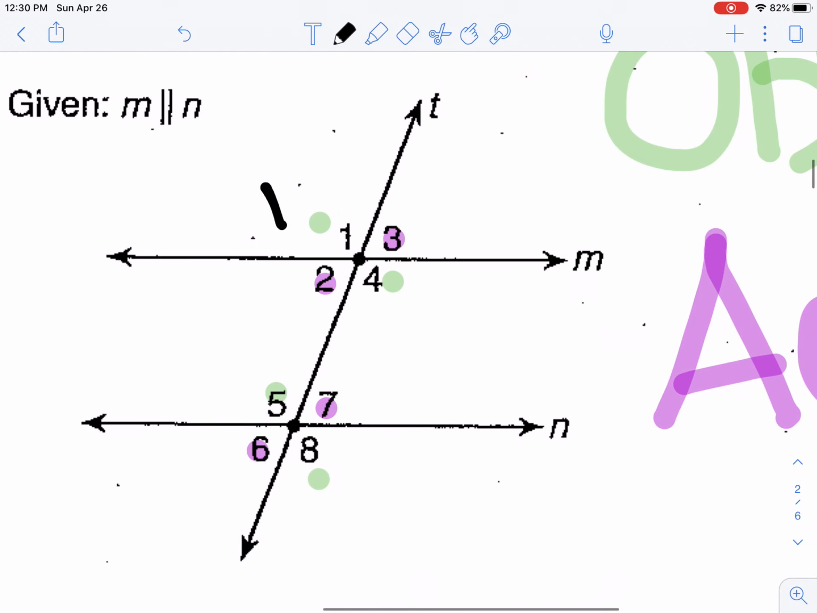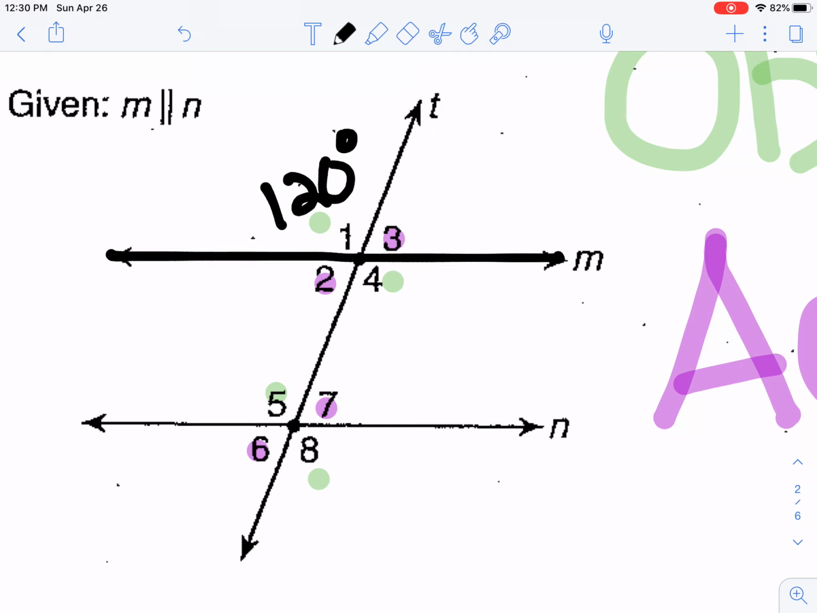So if I told you angle 1 was 120 degrees, you could tell me how much each other angle is. Well, angle 1 and angle 3 form what? A straight angle, a linear pair. They are supplementary, so they have to equal 180 degrees. So angle 1 and angle 3 have to be 180 degrees when I add them together. So what does that mean 3 is? That means it's 60.